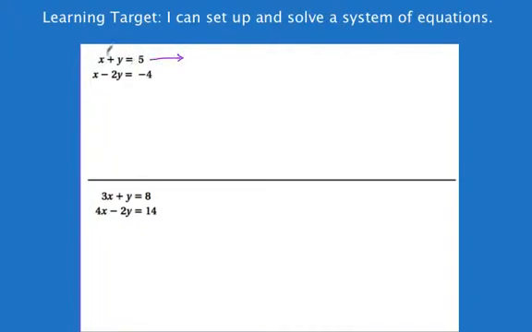Okay, so when I isolate the variable for this first one, I'm going to move x to the other side. This is like solving for a variable. We did this before in 10-5. I get y equals 5 minus x. And now I can plug that into the y in the other spot.